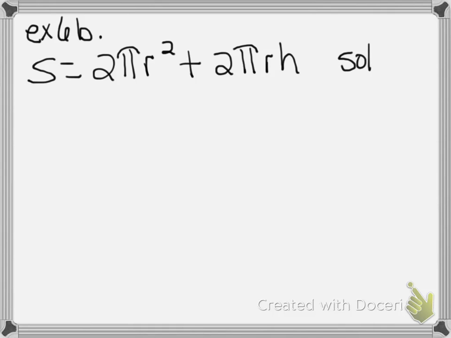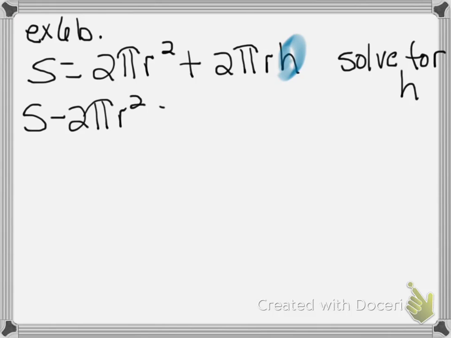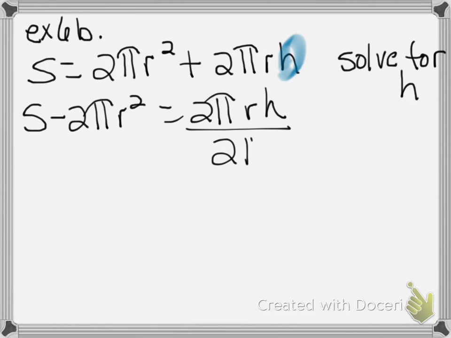These are also known as literal equations. You're going to see this in your physics class, so I am doing several of these. This is where kids really struggle, when you have multiple variables and you have to solve for one variable in particular. And in this problem, we are solving for h. So we just have to subtract the 2 pi r squared from both sides, and then we have to divide everything by 2 pi r.